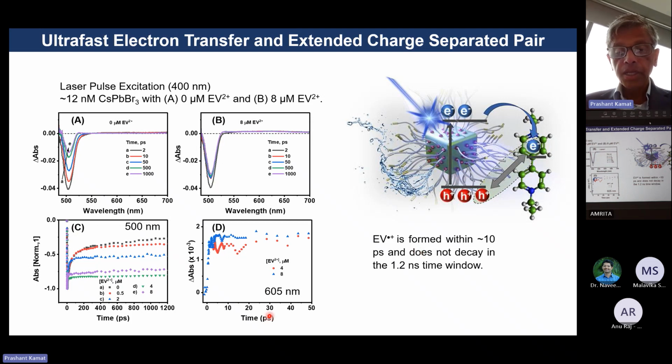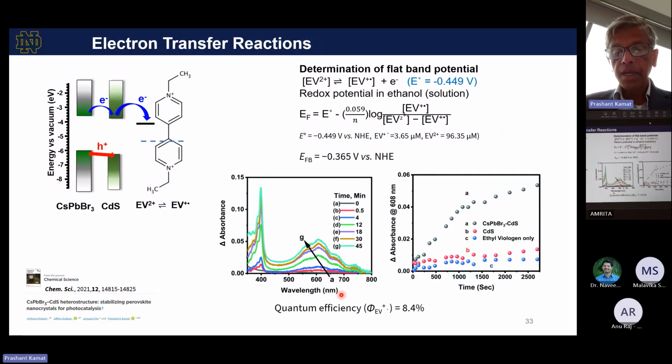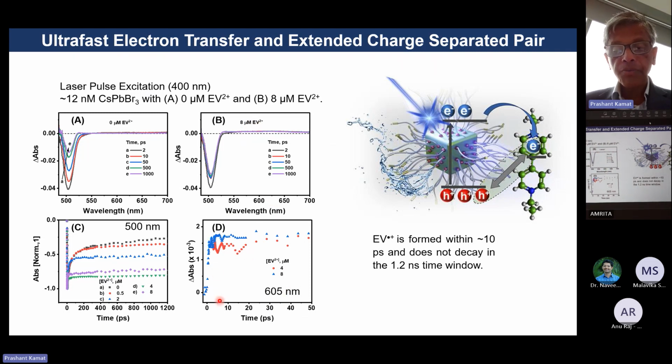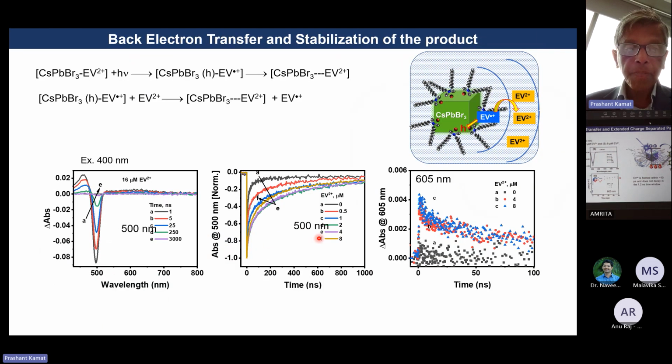We can also look at 605 nanometers. I showed you earlier that this is a very characteristic absorption of viologen. So now we can go back to 605 nanometers. Again, you can see there is a small absorption. This is formed very fast. Within about 5 picoseconds, this electron transfer occurs.